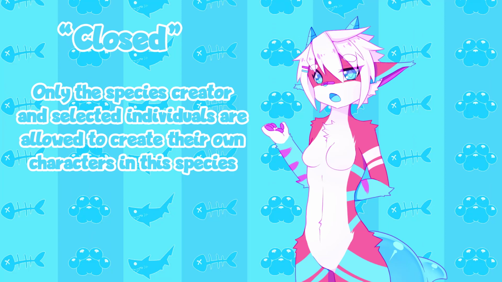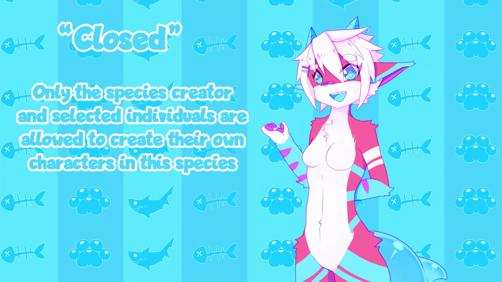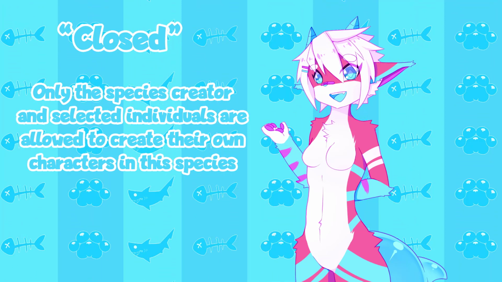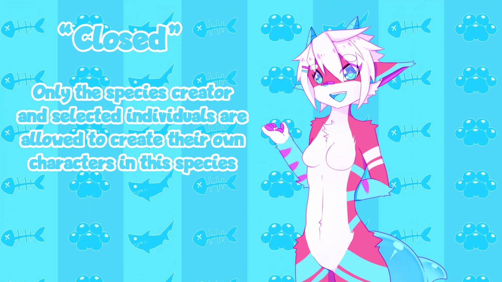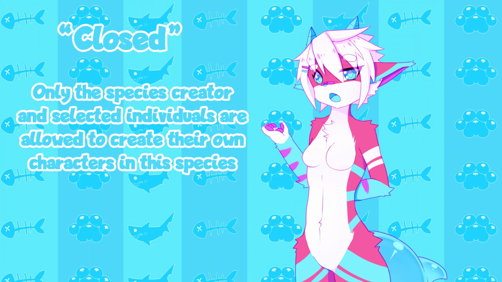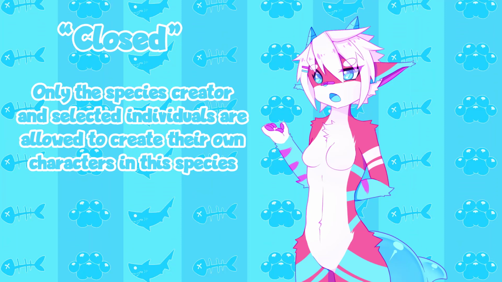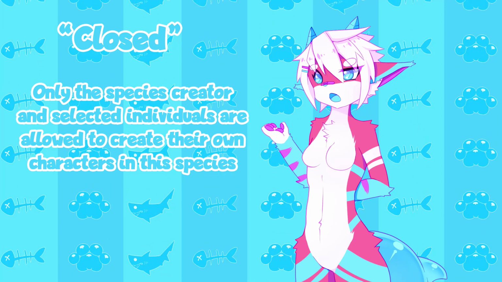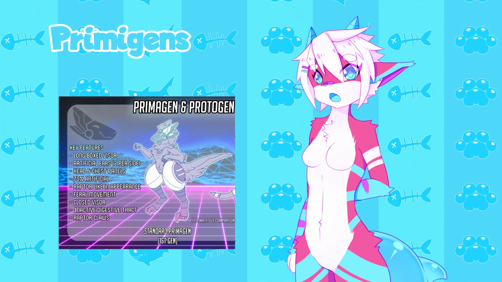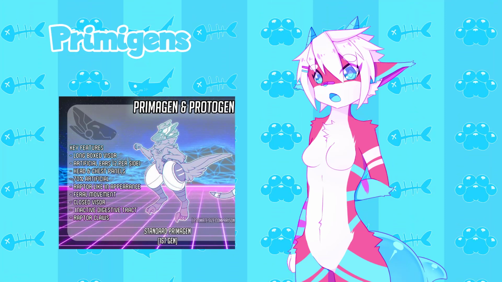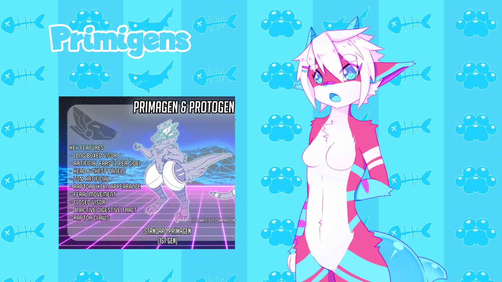Closed species are just that. They are closed. Only the species creator and selected individuals can make their own characters as a part of the species. You cannot make them yourselves without specific permission to do so, and usually the only way to obtain them is through pre-made designs that will be sold online. A popular example of this would be Primogens. They are a closed species and have official designs for sales during certain times of the year.